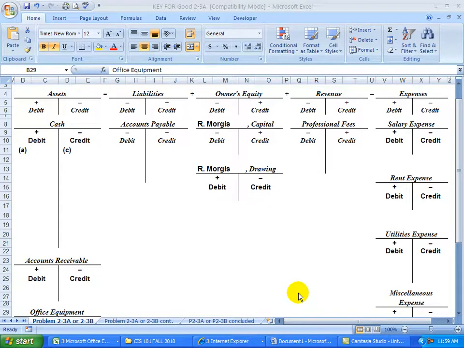This is a video on doing the T accounts for problem 23A. And what I'd like to discuss just for a moment, when you look at these accounts, for example, cash, notice that instead of one column like we had in chapter 1, it's now a column that's divided in half. And the debit is always the left side, the credit is always the right side. If you think of the word debit, just putting something on the left side of the account and credit being something on the right side, that's the best way to think about it.